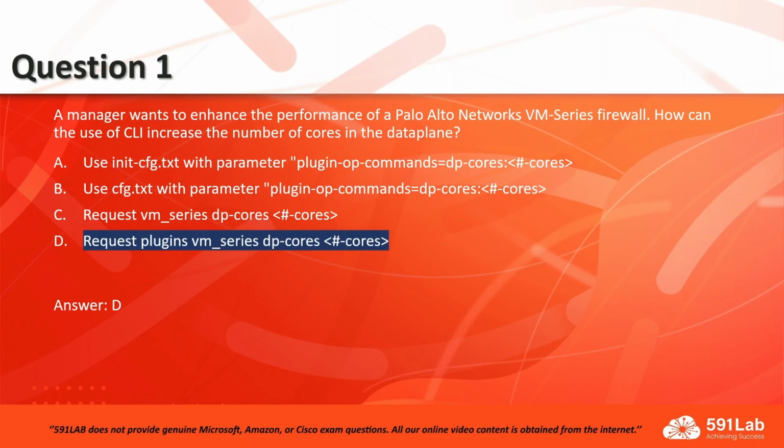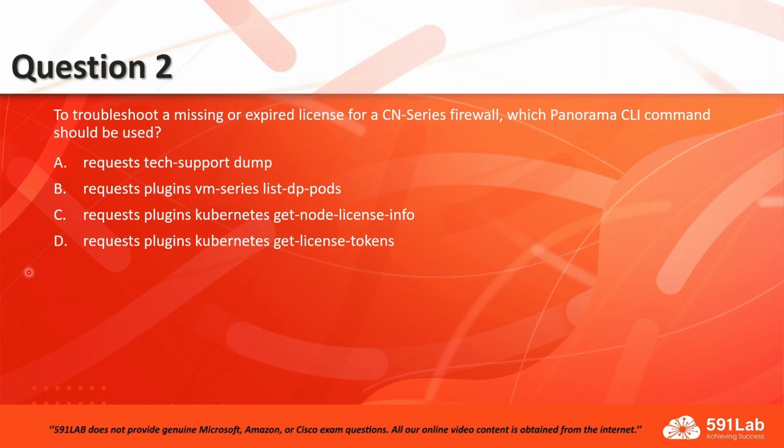Based on the previous simulation, now we know that the CLI command to increase data plane core CPU is D, using the request plugin VM series DB cores. Let's go to the next question. Let's discuss question number 2.